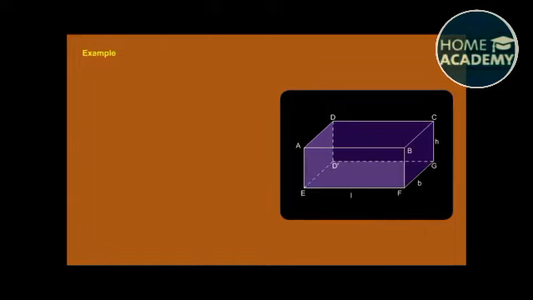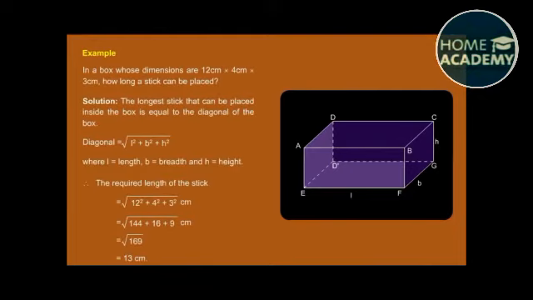H square. Example. In a box, the dimensions of which are 12 cm into 4 cm into 3 cm, how long a stick can be placed? Solution. The longest stick that can be placed inside the box is equal to the diagonal of the box. Diagonal is equal to under root L square plus B square plus H square, where L is equal to length, B is equal to breadth, and H is equal to height.